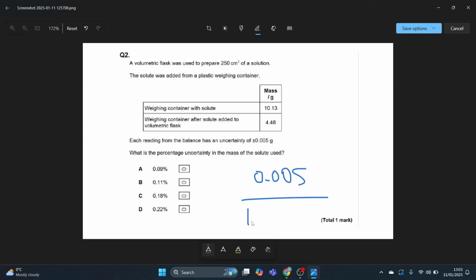So we need to do the same thing again, times by 100. We've got two results, so we need to times it by 2. 0.005 times by 2, divided by 10.13 minus 4.48, times by 100. That's 0.1769%, so 0.18%.